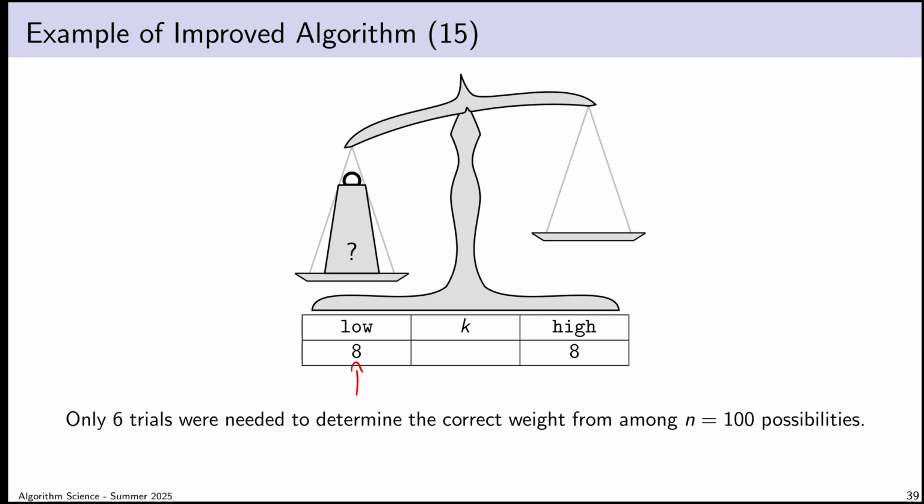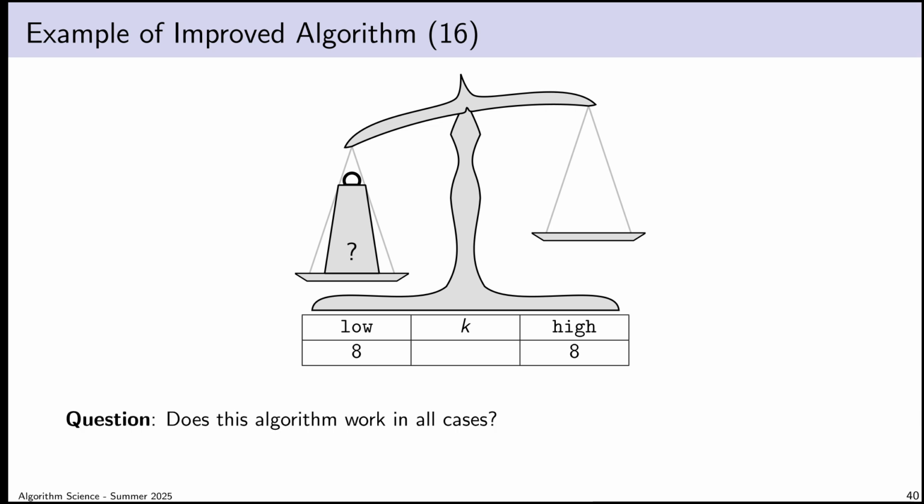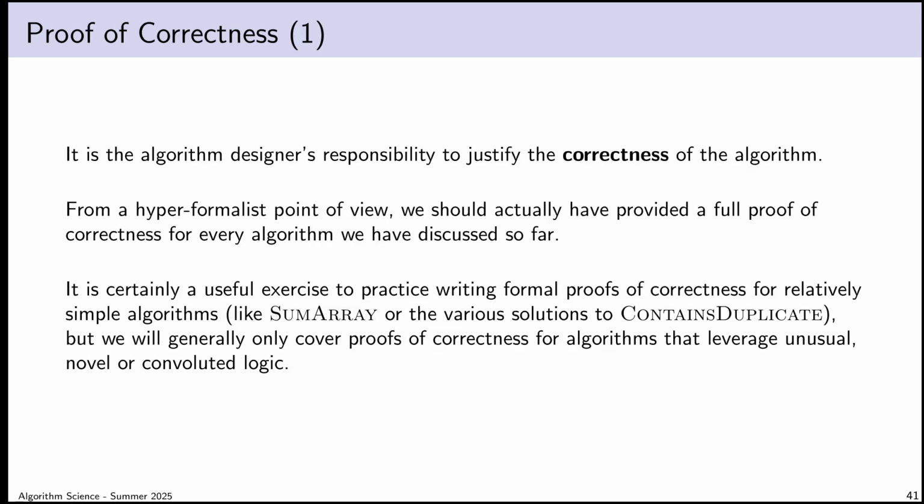The extent to which I need to do that formally can differ depending on the problem, but we do have to ask this question. Does the algorithm actually work in all cases? All I've done is demonstrated to you one particular case, when the weight is 8 and n equals 100. What about every other value of w? What about every other value of n? So it's my responsibility, if I'm the algorithm designer, to justify the correctness of the algorithm, to provide what's typically called a proof of correctness.